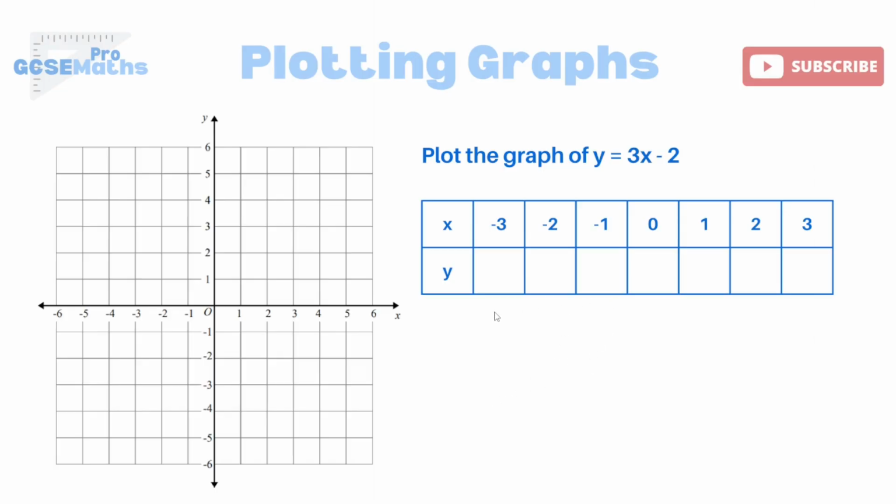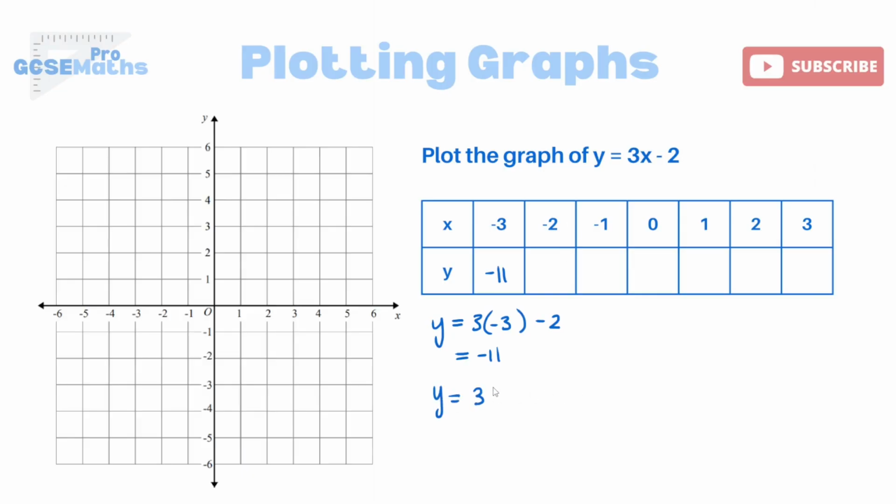So all we need to do is then find the corresponding y coordinates. What y coordinates go with each of these x coordinates? Well, luckily we've got the equation with y as the subject. So it's just a case of substituting in the x values. So for example, let's start at minus 3. Obviously I'm going to replace where it says x with negative 3 and just work that out, which gives me negative 11.